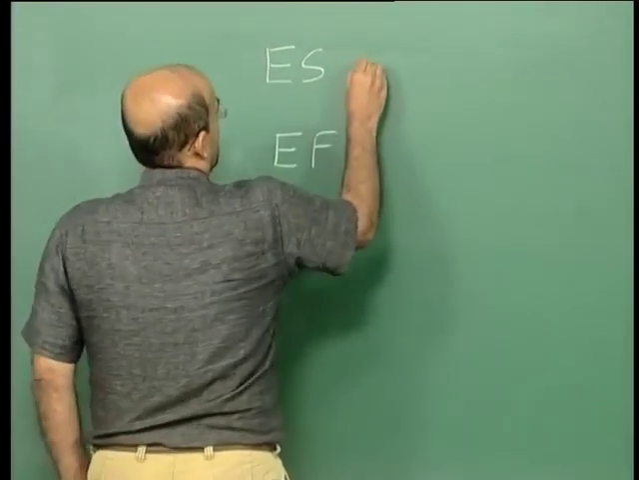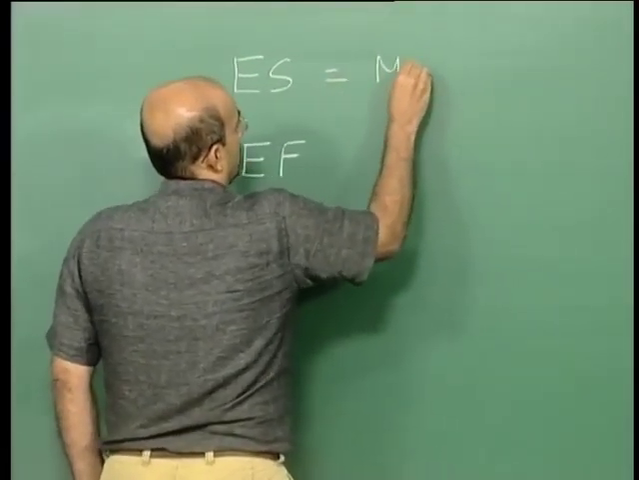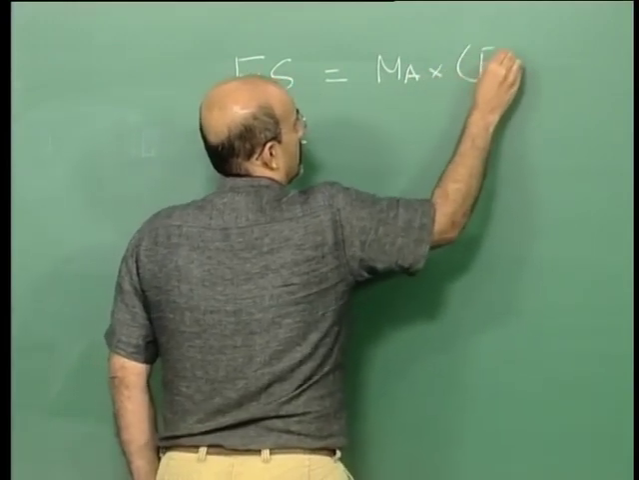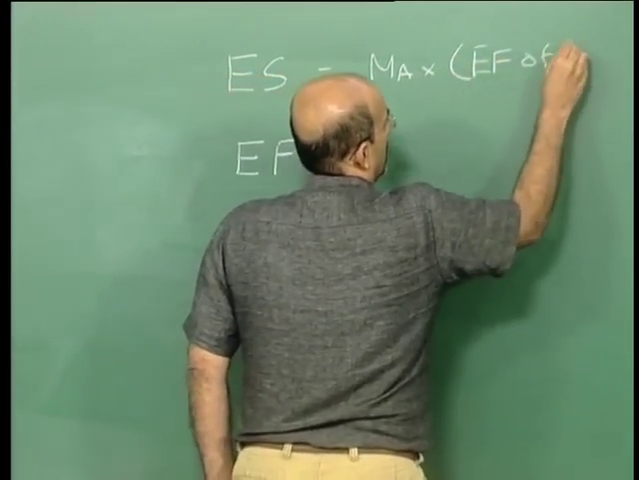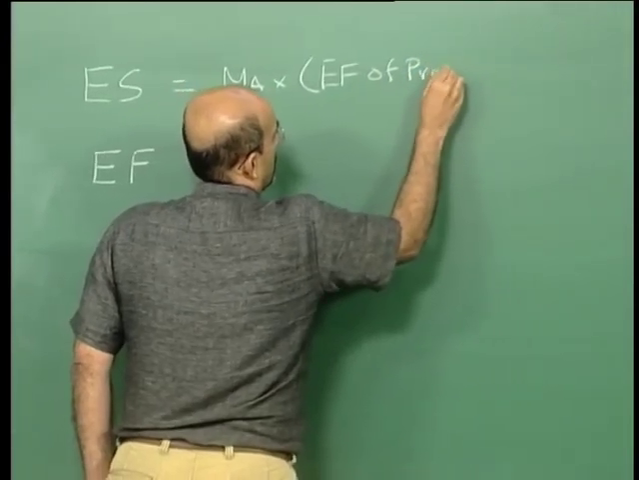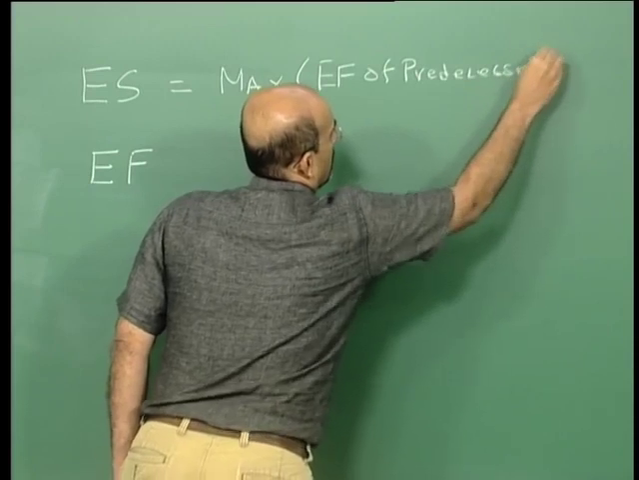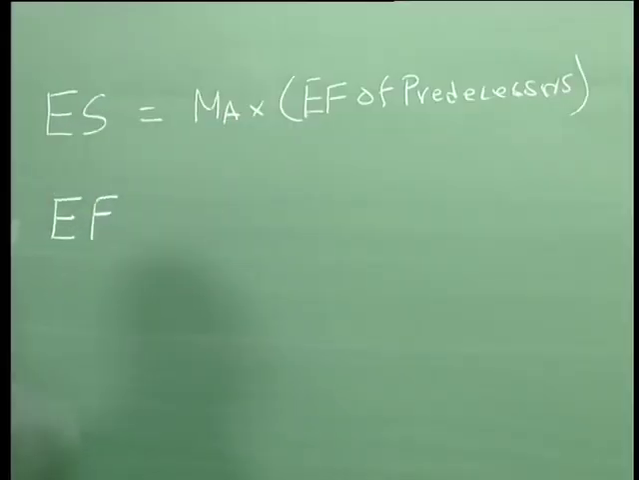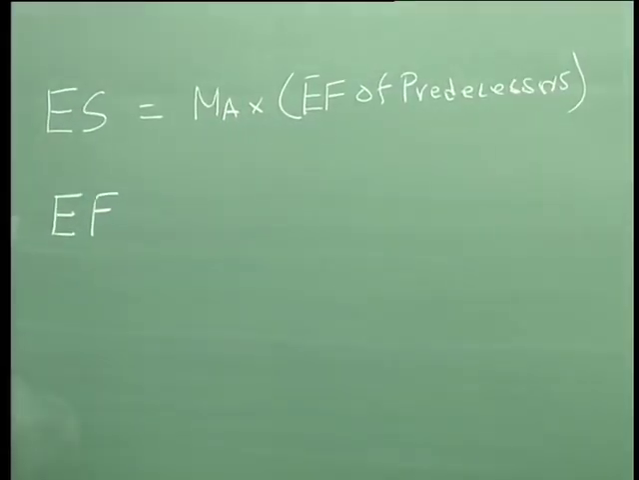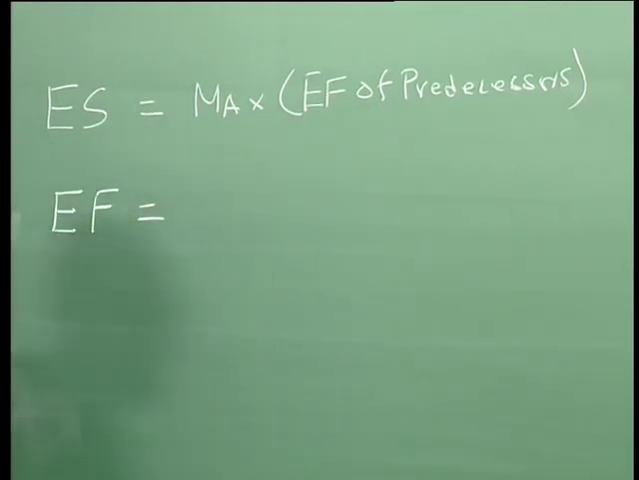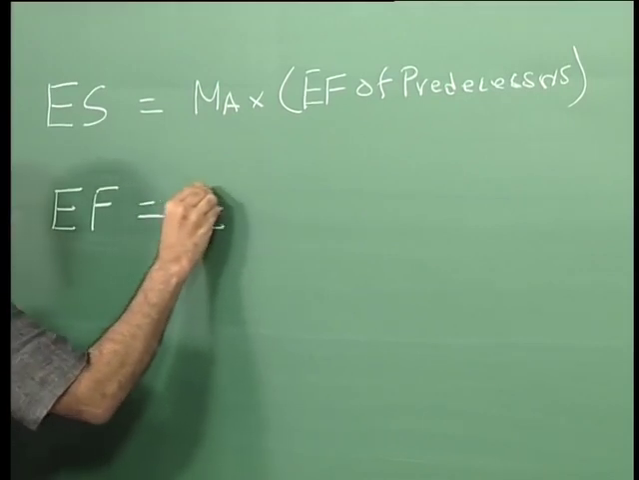Right. So basically it is max of early finish. It's not a formula but it's a notation, right? What about early finish? Early start plus duration.